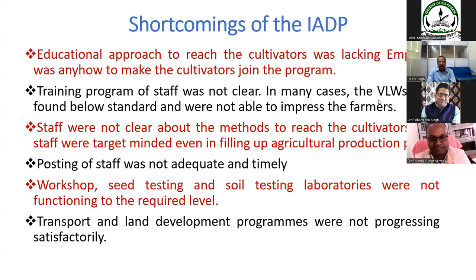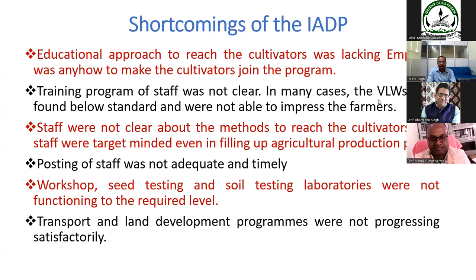One thing was the methods: how to reach the cultivator, how to fulfill the demands of the villagers or farmers, and which methods they need. Those things were not included in the IADP. Workshops, seed testing, and soil testing laboratories are not functioning at the required level. Today, soil testing labs are there and seed testing agencies are working in the country. But at the time when IADP started, the concept was very good: we are providing these services to the villages.